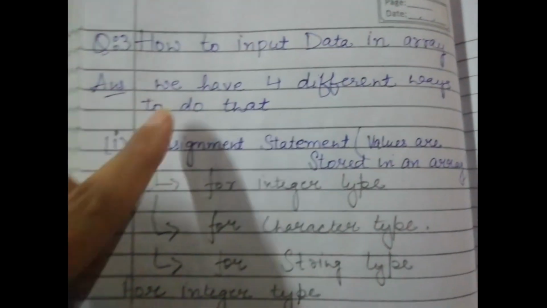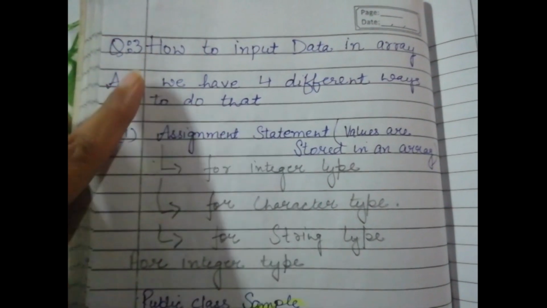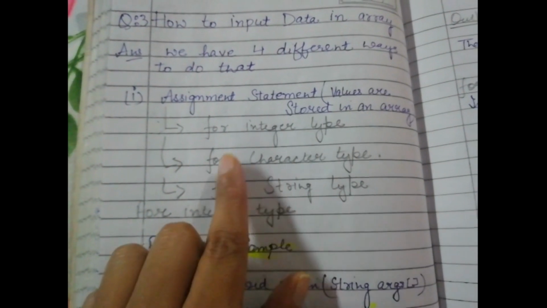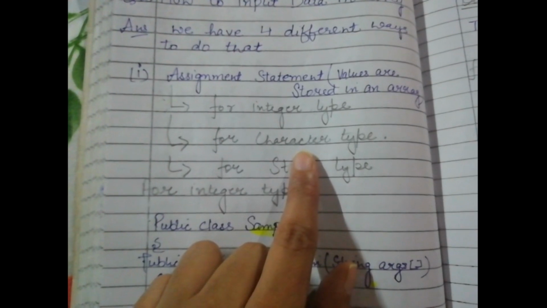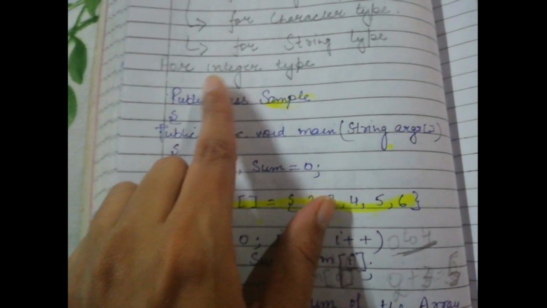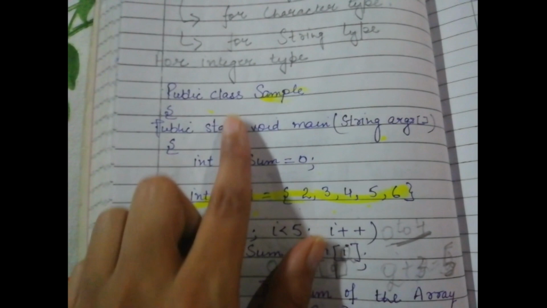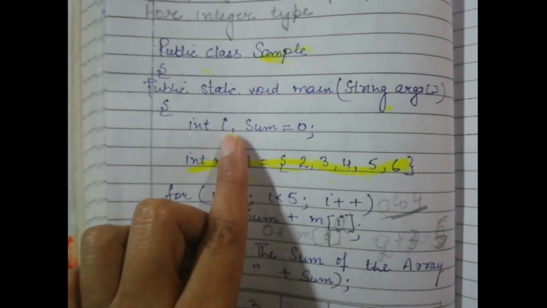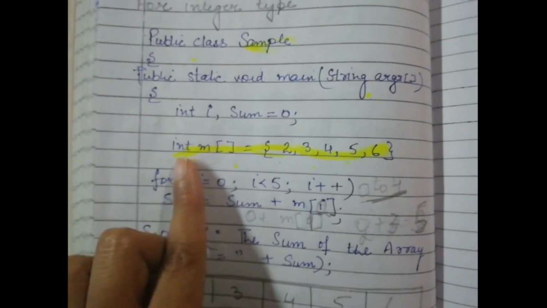So there is another question: how to input data in an array. We have 4 ways to do that. Number 1 is the assignment statement. In this we will discuss how to enter integer type numbers, character type numbers, and string type numbers. For example, we start with the first type, the integer data type. This is your class name, public static void main, and this is I for index, sum equals 0. So this is your array.